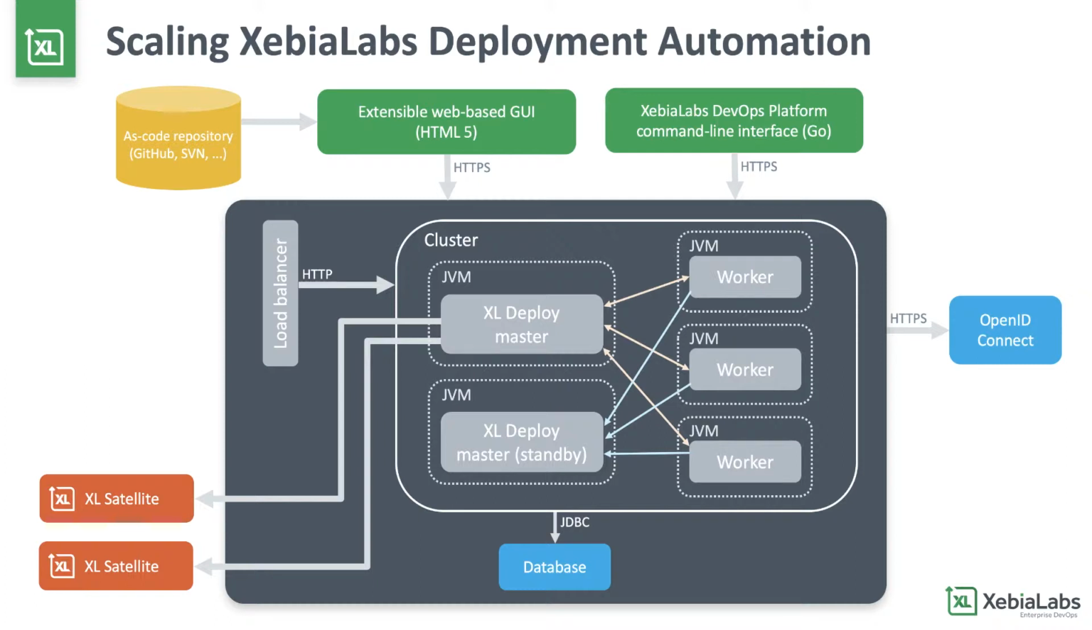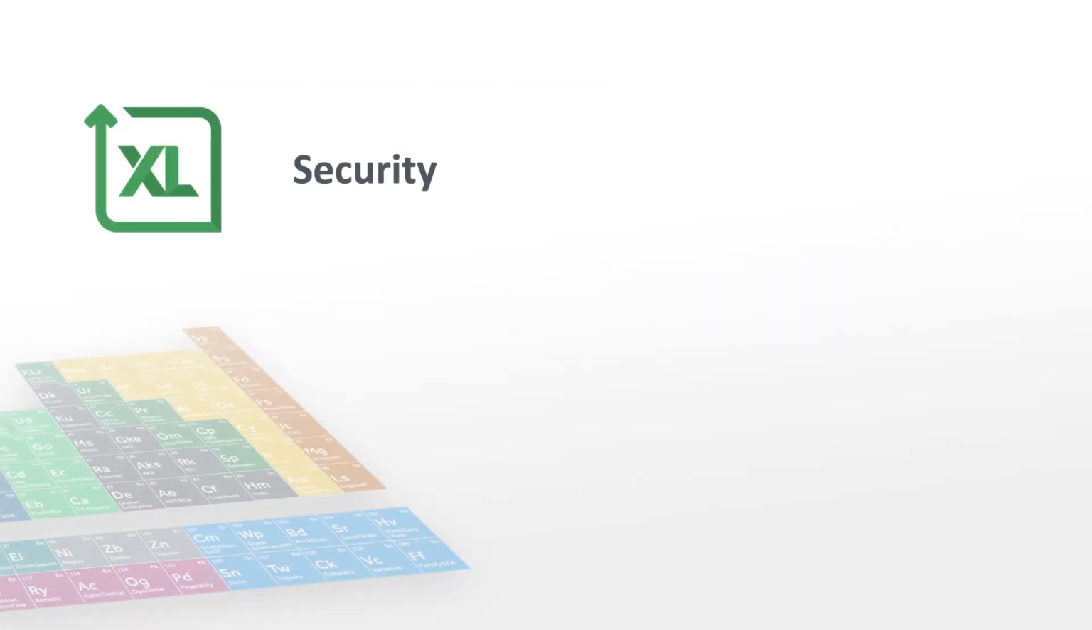XebiaLabs Satellite module allows users to distribute deployment tasks across independent logic executors called satellites, which are ideal for setups with high network latency, frequent network interruptions, or cross-operating system requirements. The master worker setup provides horizontal scalability, while Satellite allows exponential scaling of deployment workloads across the globe.